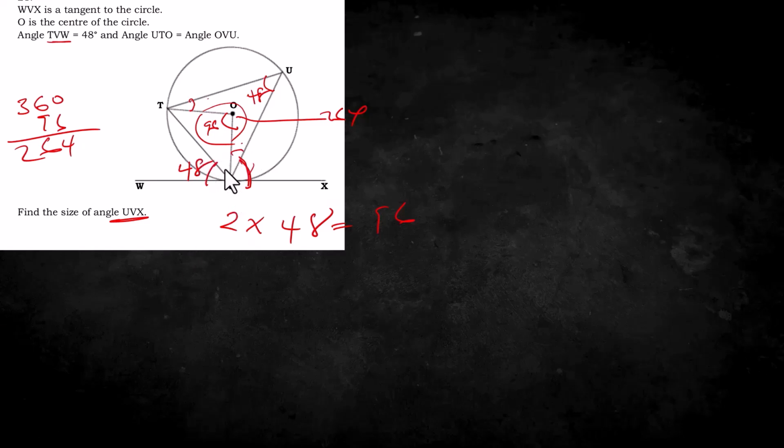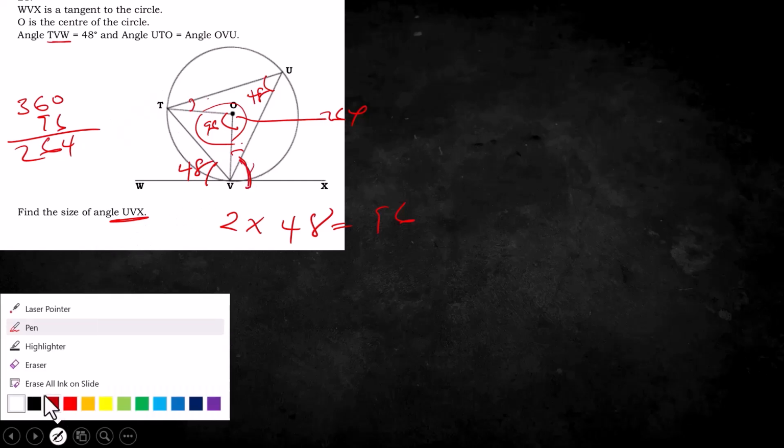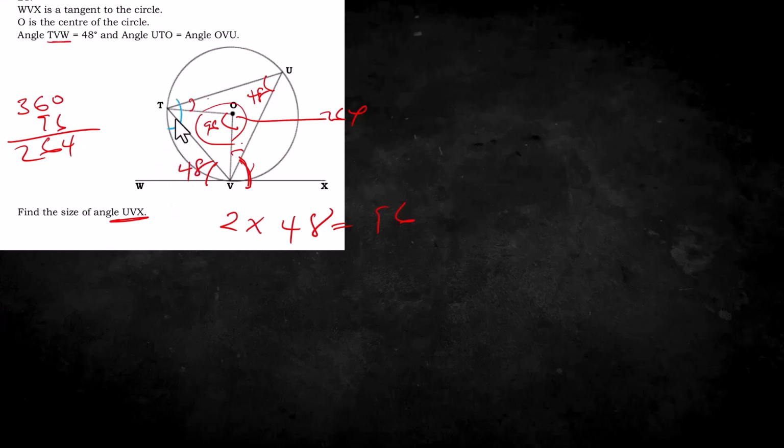Now remember, to find UVX, it is the same as UT. Once we know this side, we can also know this side because this side and this side are equal. So let's name this side X, and name this side X. So X plus X plus 264 plus 48 gives us 360.